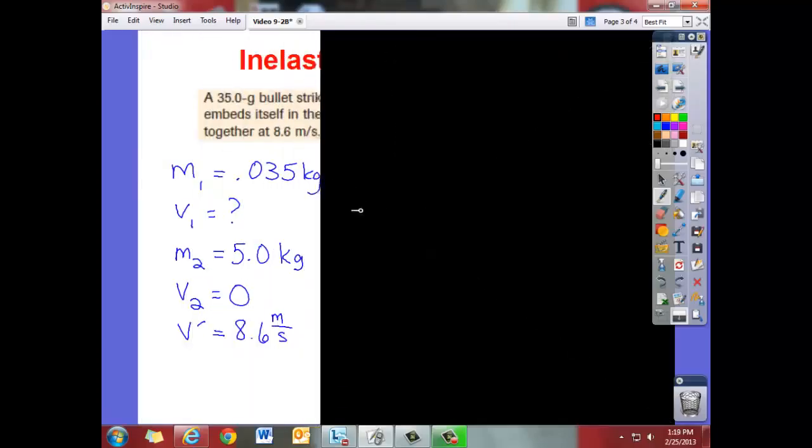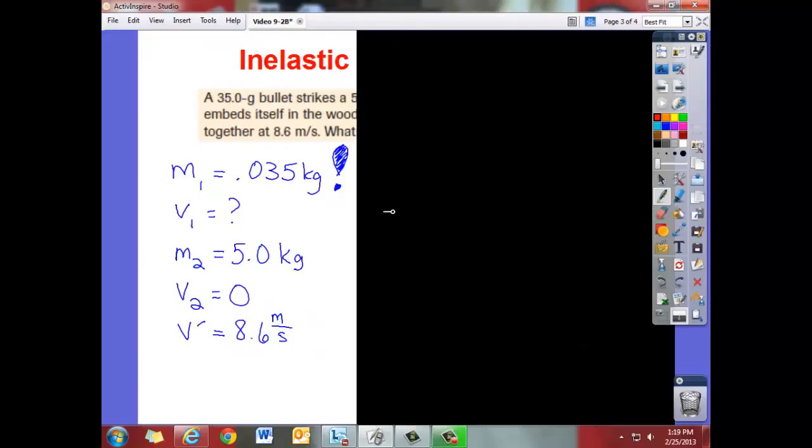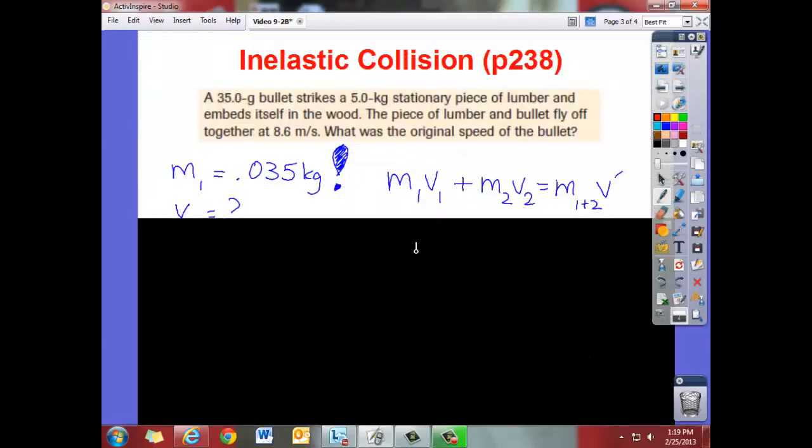Very, very important to remember that when you list your knowns, they have to be in kilograms, meters, and seconds. So if the mass or the velocity is not in one of those units, you have to convert it. To go from grams to kilograms, I simply divide by 1,000. Again, I have to determine what type of collision. When things stick together, that is an inelastic collision. So I look at my equation sheet, I copy down the inelastic collision equation, and I rearrange it for my unknown. It's asking you for the original speed of the bullet.